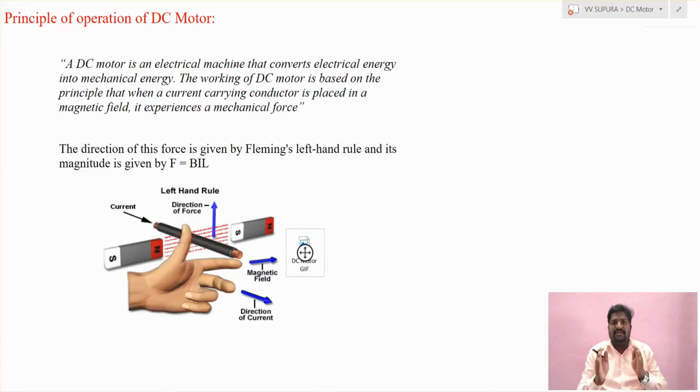If I have one magnet and I bring another magnet very close to that magnet, between those two magnets there will be a force. That force may be an attractive force or a repulsive force.